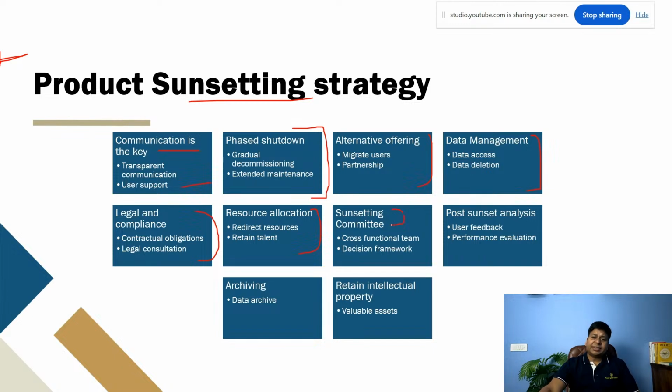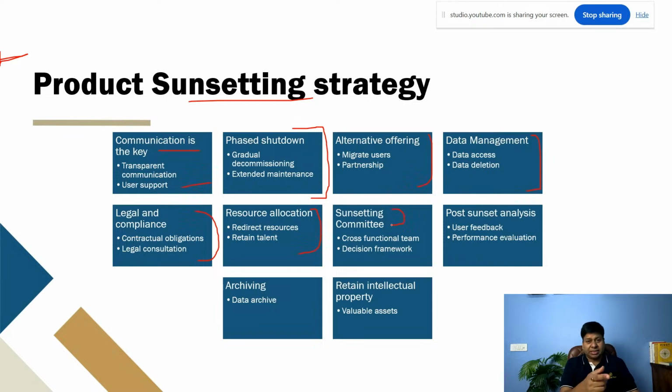Importantly, create a sunsetting committee. A cross-functional team, which should have legal or whatever department or person needs to be involved to take the decision making. Cross-functional team, and there should be a decision framework. How are we going to take this forward? Once we decide to sunset the product, there should be post-sunset analysis, user feedback, performance evaluation.